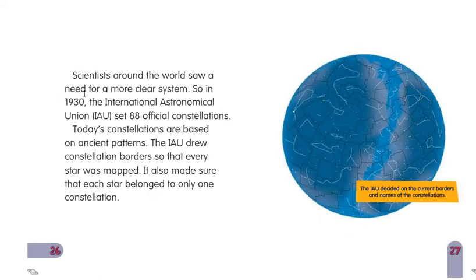Scientists around the world saw a need for a more clear system. So, in the year 1930, the International Astronomical Union, or the IAU, set 88 official constellations. Today's constellations are based on ancient patterns. The IAU drew constellation borders so that every star was mapped. It also made sure that each star belonged to only one constellation. And so the IAU decided on the current borders and names of the constellations. We now have 88 official ones that every culture and every person in the world can keep track of.